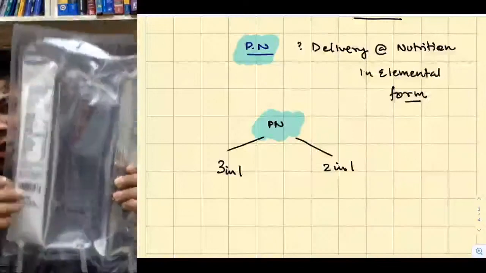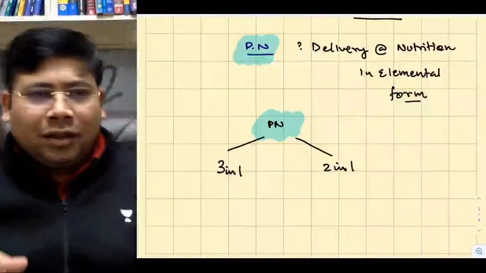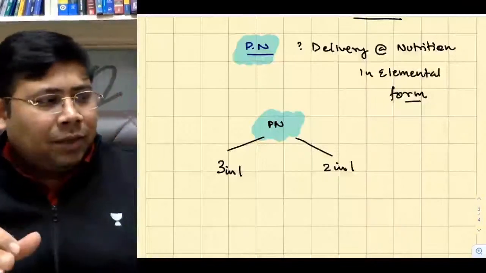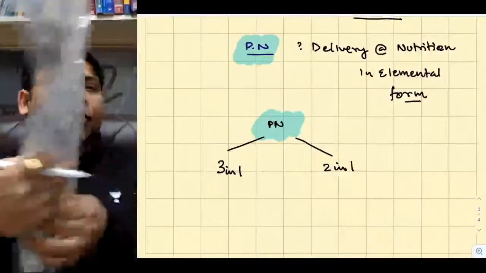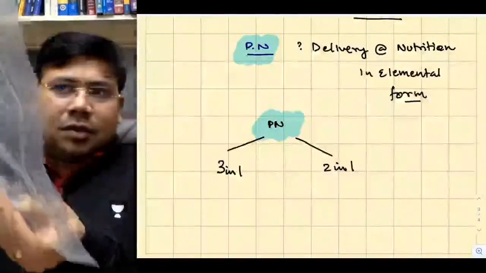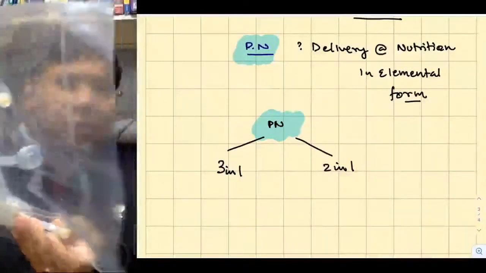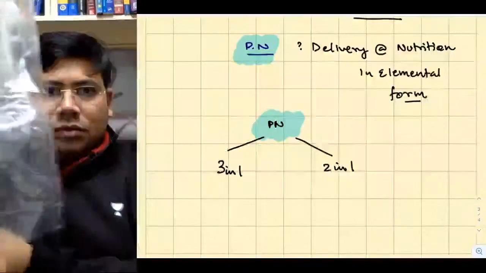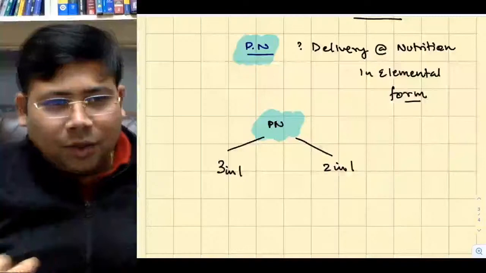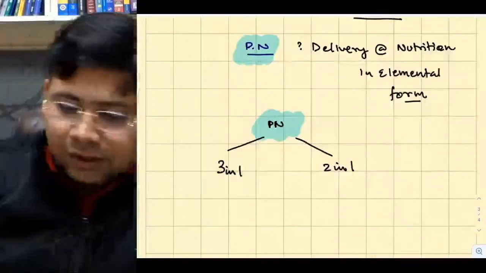Can you see there are three chambers? In order to run them, we have to burst this seal. Once it is burst, all the three chambers will be mixed. And these are the nozzles, through which you can start this nutrition in the patient. So this is a classical 3-in-1.